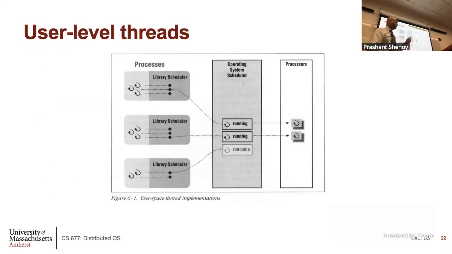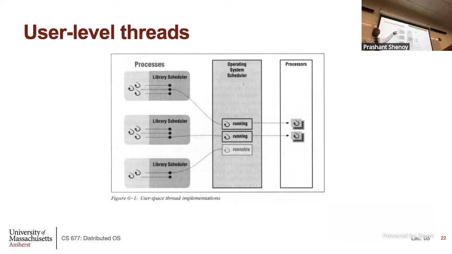So here's a picture of user level threads. You have three processes. Each process has threads, these arrows. You will see that there's a library scheduler, and then there's the OS scheduler and processors or cores. Each of these processes is seen by the OS scheduler as a single threaded process. So the OS scheduler will pick one process for execution and assign it a processor or a core. And the library scheduler will then decide, because this process is executing, which of its threads should execute. So it will make another scheduling decision.